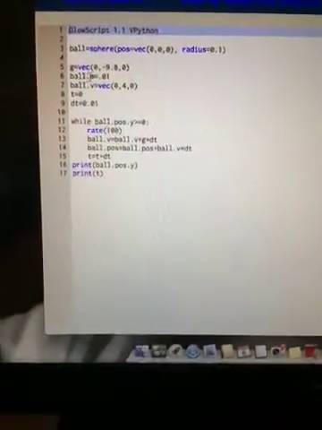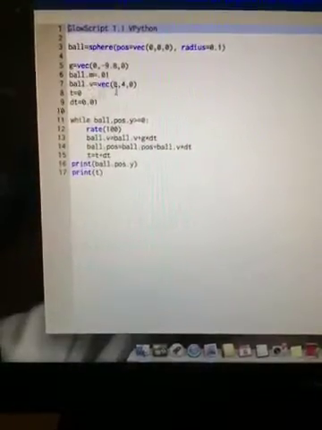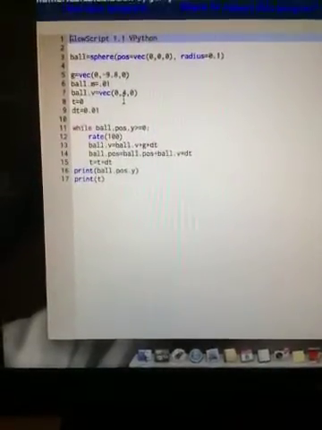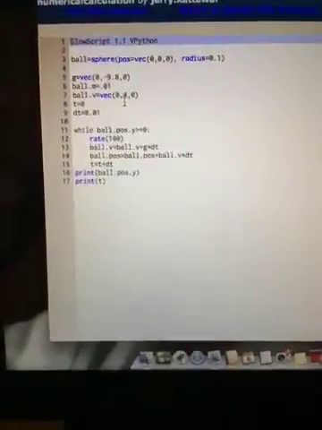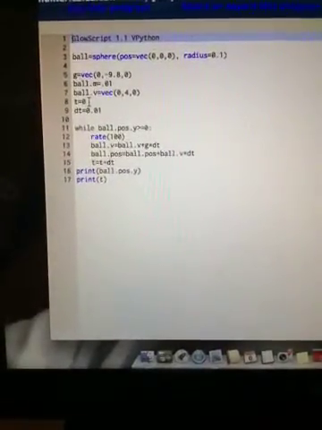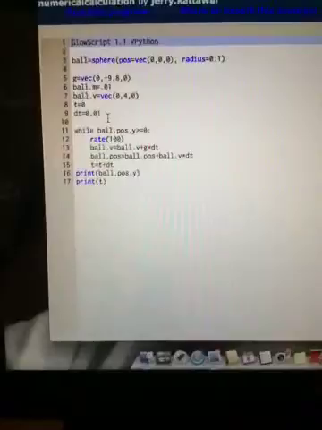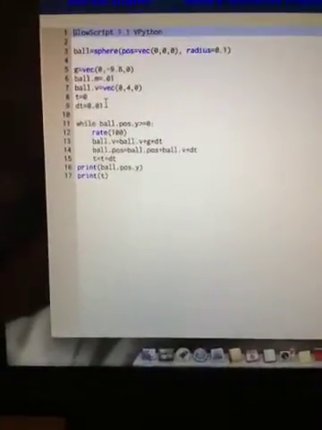The ball's mass is 0.01. The ball's velocity is 4 meters per second in the y direction. Time is equal to 0, and dt is how often it makes a calculation.